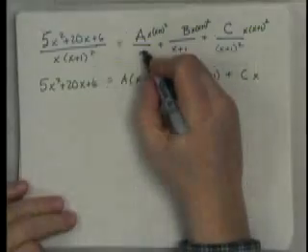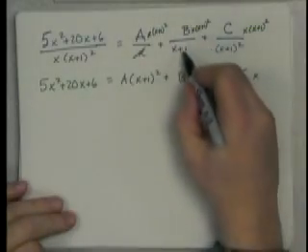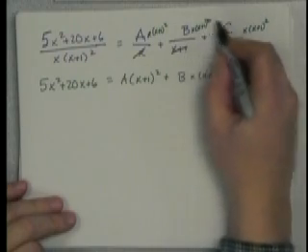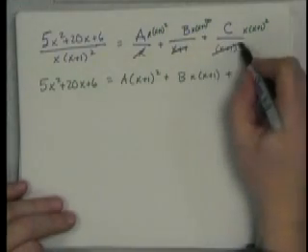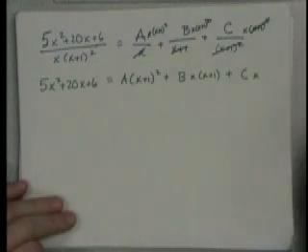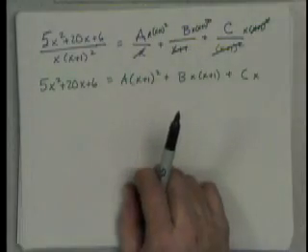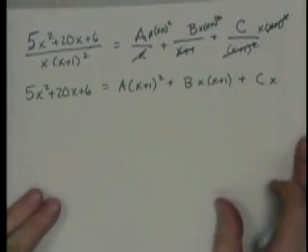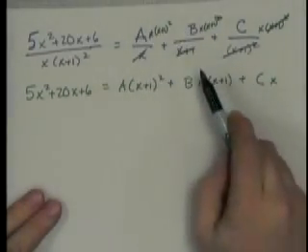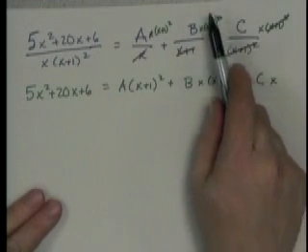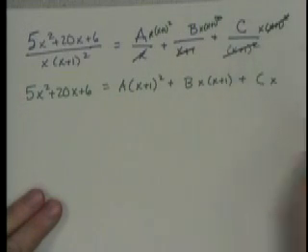And the first one, the x cancels. The second one, just one of the x plus 1's cancel. And on the third one, the x plus 1 squared cancels. So here I have A times x plus 1 squared. Here B times x plus 1 to the first power. And here it's just C times x.